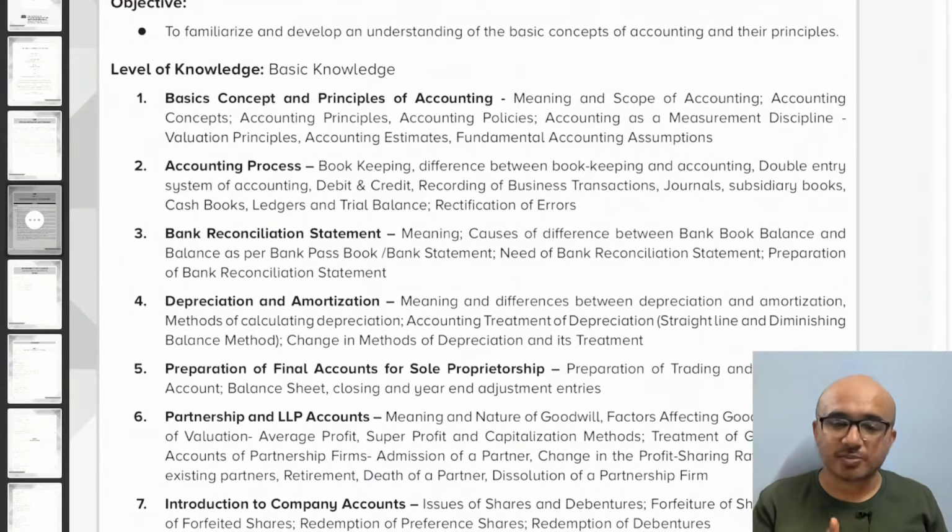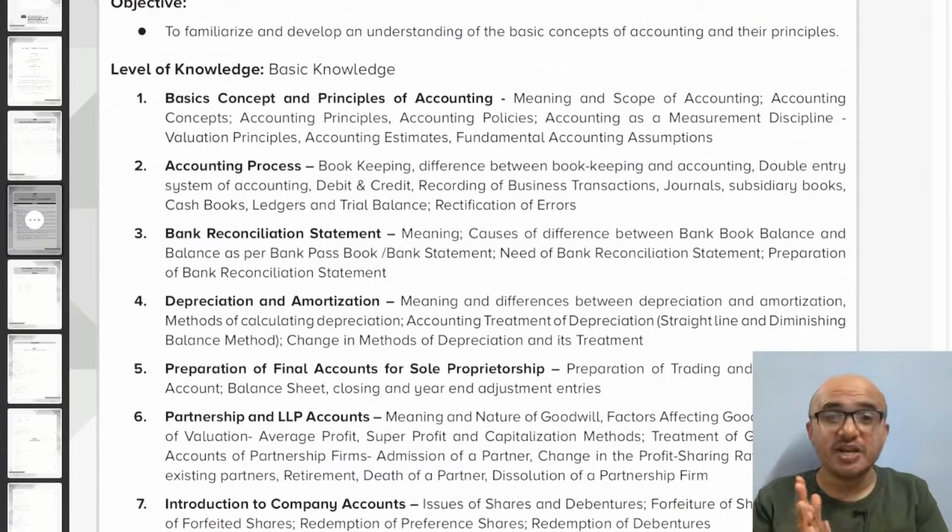What are the core concepts of accounting? What are the accounting principles which we are expected to understand even before we proceed into the practical aspect of that? Then accounting as a measurement discipline, valuation principles, what are the different valuation principles, accounting estimates, what are those, and fundamental accounting assumptions, because we have to assume certain things, and that is what we have in the first chapter. As the name itself suggests, it's nothing but basic concepts and principles of accounting. That is the first one.